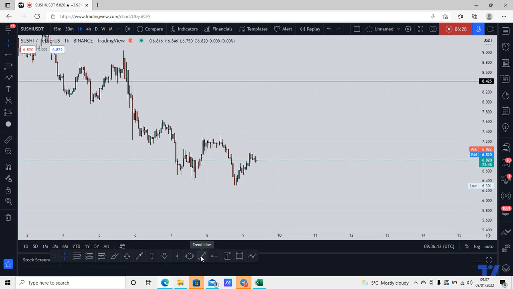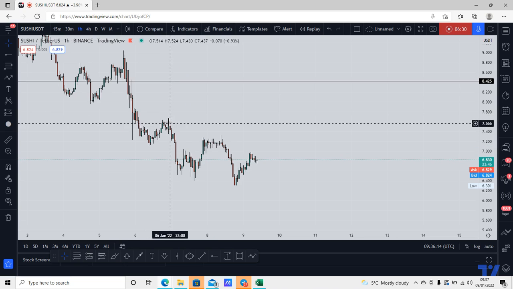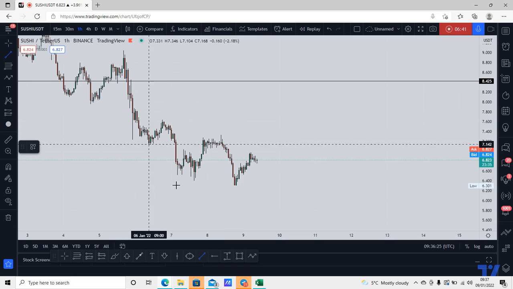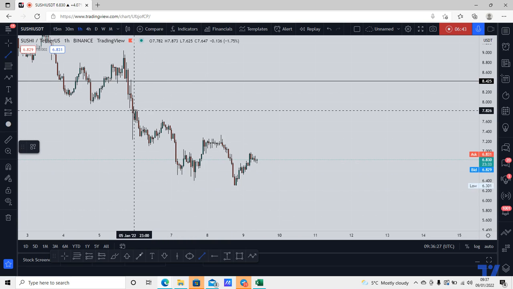The market is in a downtrend. It is in a micro downtrend. The short-term trend is bearish. And we cannot be trading against the trend. I don't advise it. It is not a good idea. So what we need to do is wait to see bullish structure on the 1 hour time frame.